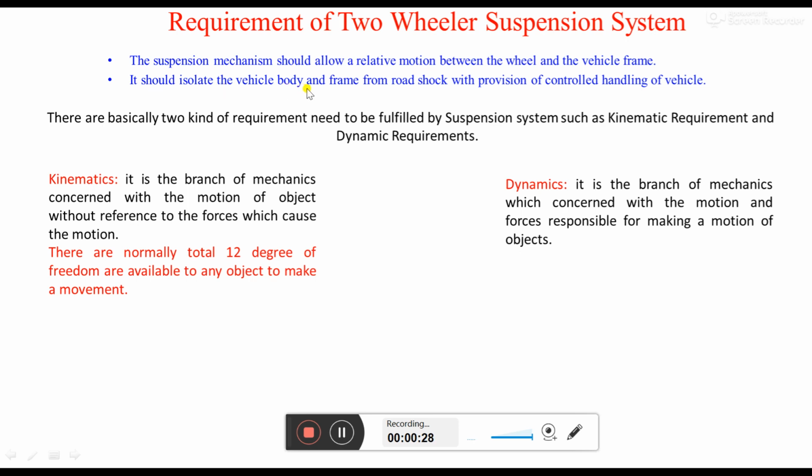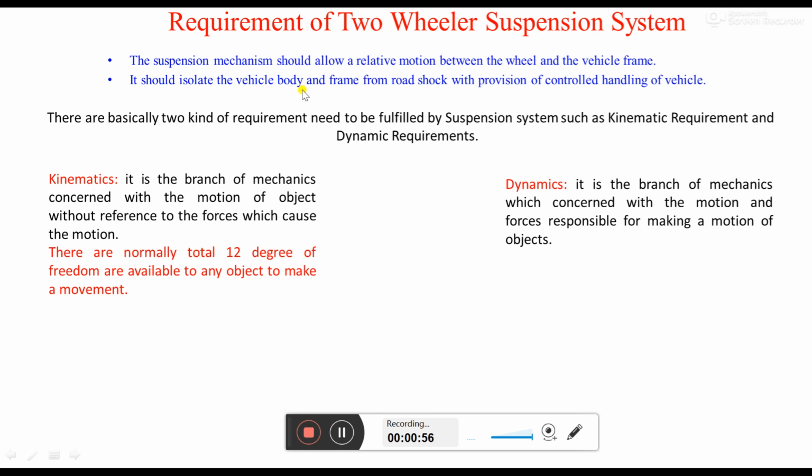It should isolate the vehicle body and frame from road shock, with provision of control handling of the vehicle. So whatever road shocks and jerks are conveyed from the road surface to the road wheels should not be transmitted to the frame and should not be transmitted to the rider or pillion, and it should provide control handling of the vehicle. These are the two main objectives of our two-wheeler suspension system.